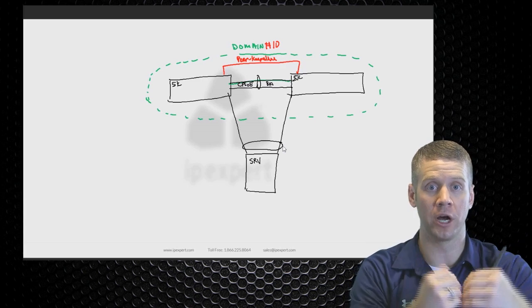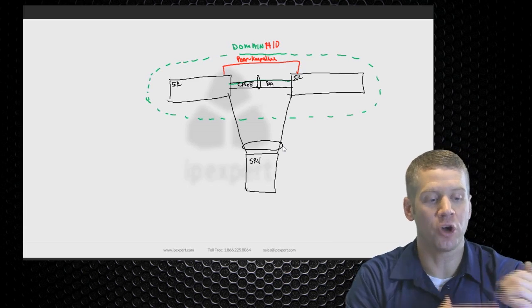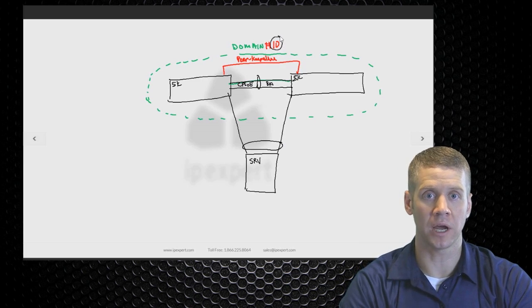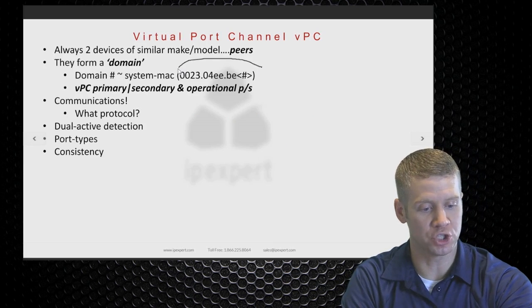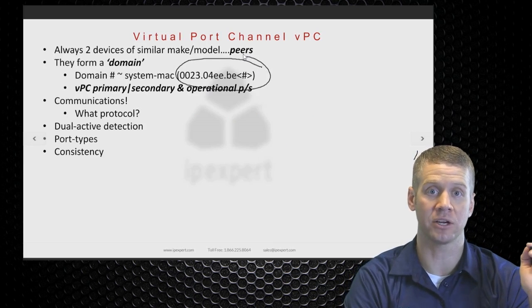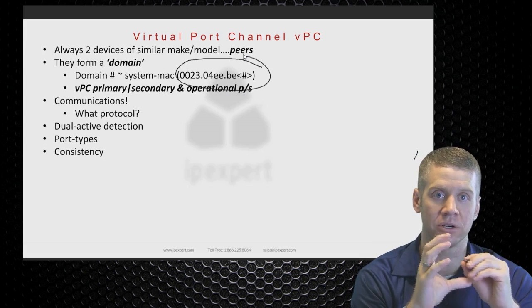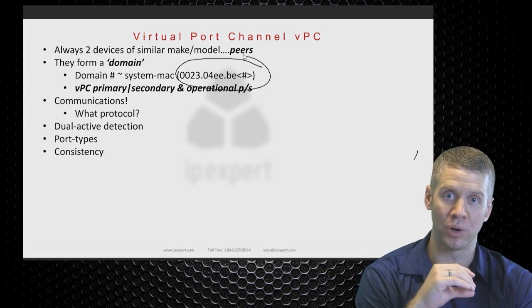We can only connect to one upstream switch, okay? So how do we do this? The domain ID, guys, plays a large part in this, okay? This domain ID is going to help us generate what we call the system MAC address. This system MAC is always going to be 00:23:04:EE:BE and then the domain number in hex.